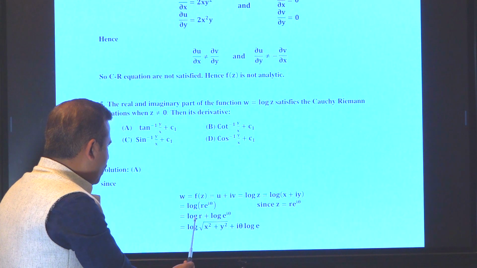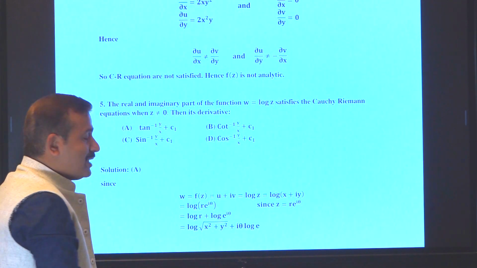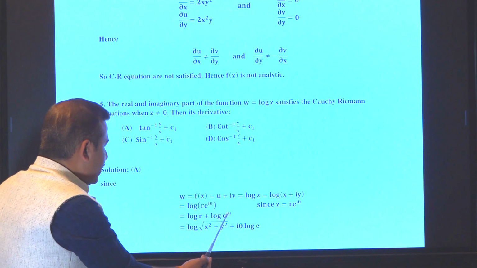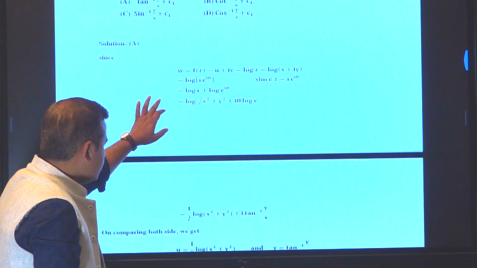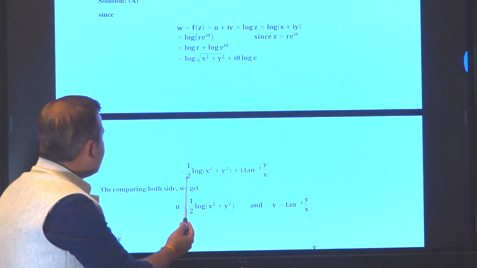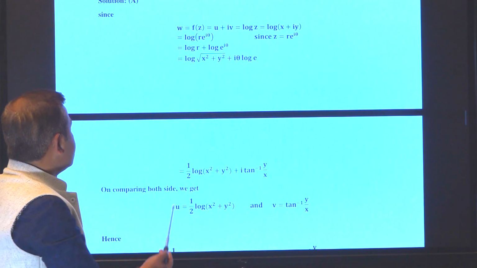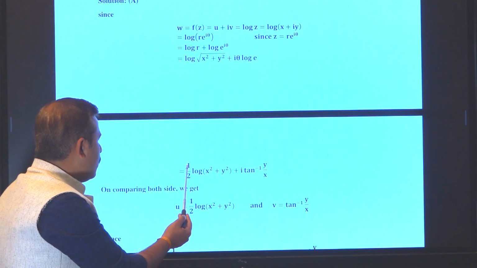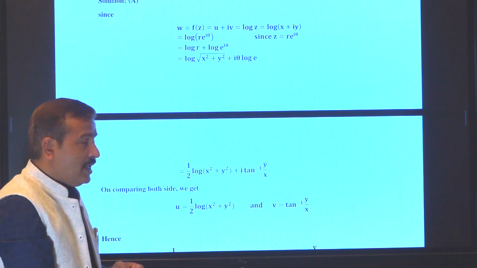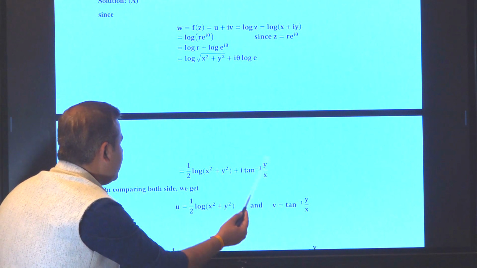So by the property of log, it can be written as log r plus log of e to the power i theta. So what is r here? r is under root x square plus y square, and e to the power i theta log e becomes 1. So after simplification, it becomes half of log of x square plus y square plus i of tan inverse y by x. This is the complex function, means u plus iv equal to this one, half of log of x square plus y square plus i of tan inverse y by x. So here this is u and this is v.